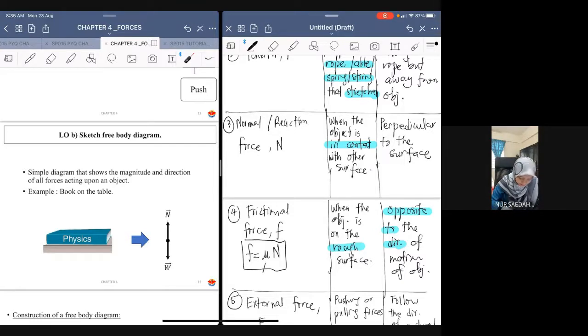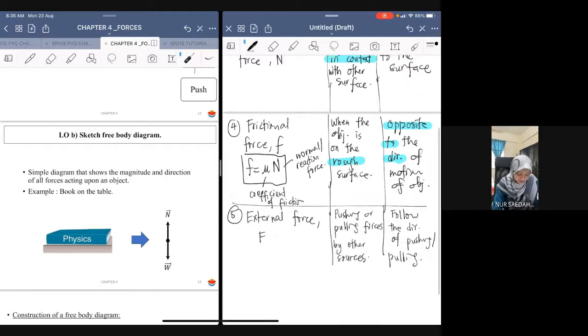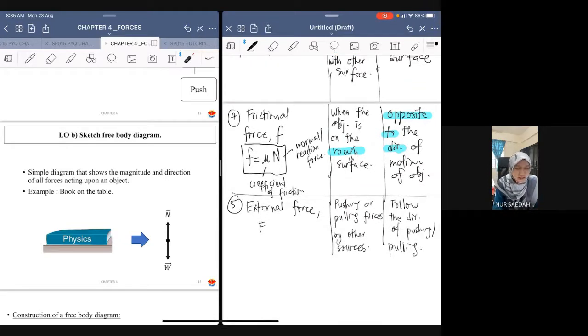So frictional force equal mu N. Mu is coefficient of friction. N is the normal reaction force lah. Normal or reaction force. Okay, so nanti kita pun akan tengok untuk frictional force. So maksudnya daripada 5 basic forces, 2 sahaja yang ada formula.